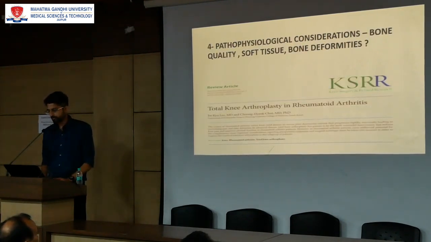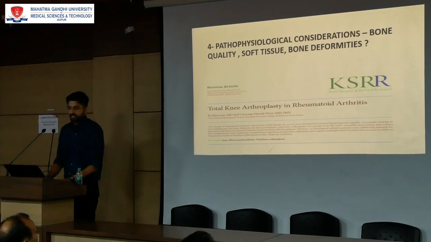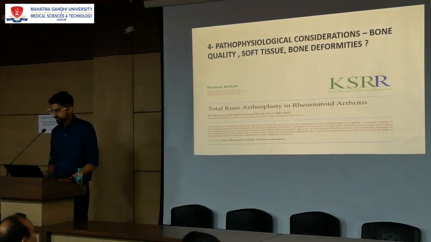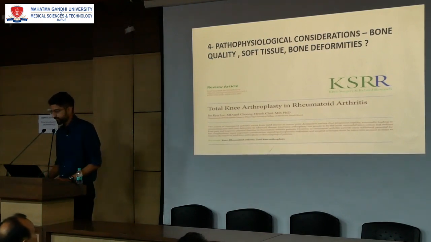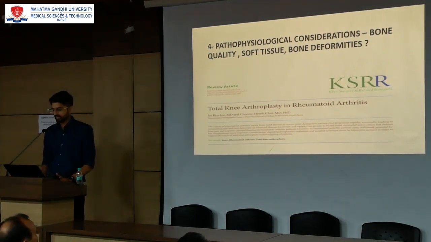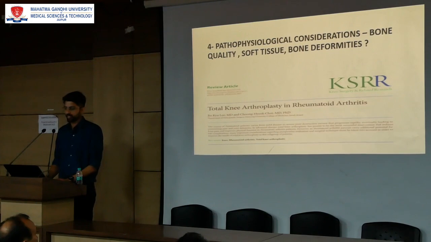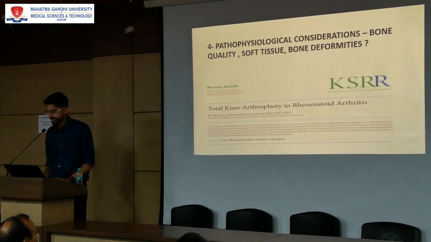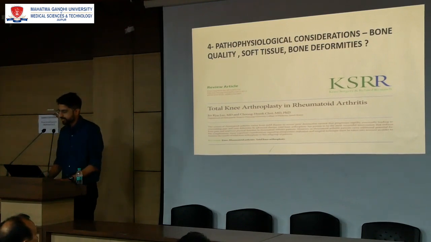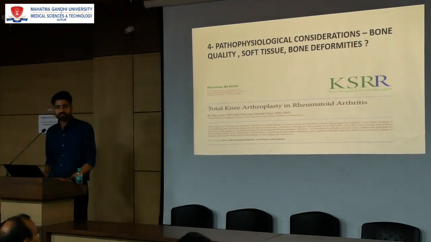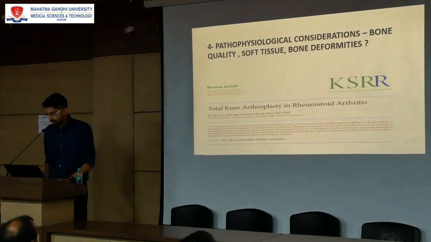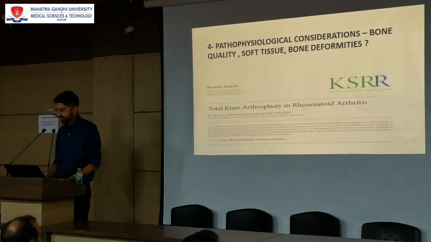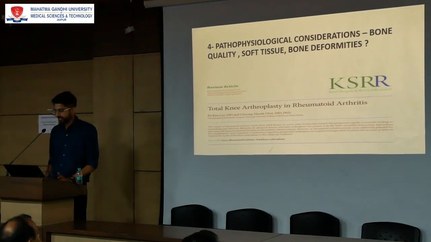The fourth one is pathophysiological considerations. The bone quality had to be assessed for iatrogenic fractures, periprosthetic fractures, etc. Soft tissue assessment had to be done for ligaments like the MCL, the medial collateral ligament, and the patellar tendon, because some degree of deformity is also corrected with the help of these ligaments after the operation. The fragile soft tissue would be a sequela of long-standing disease and had to be taken care of.